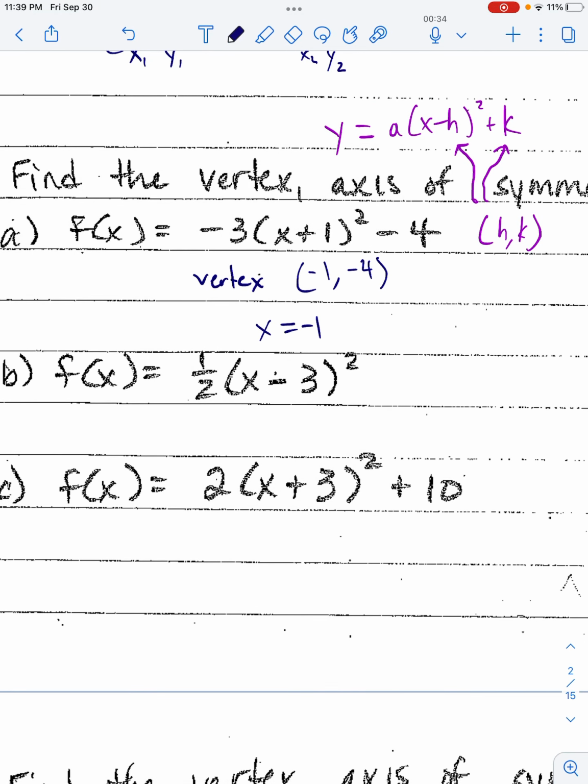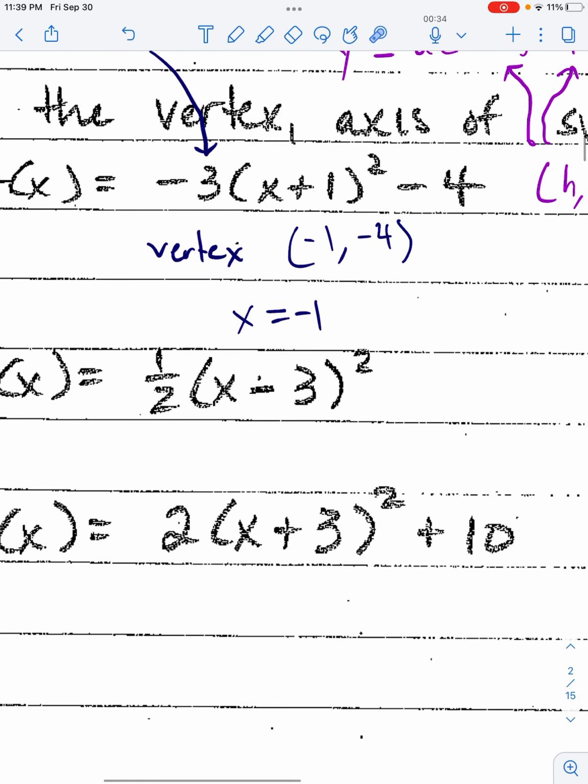So let me make note of that. If a is greater than 0, opens up. If a is less than 0, it opens down. Okay, so there you go. If a equals 0, this whole term is going to cancel, and then we're just going to have a constant function. So you actually can't have a quadratic equation whose a is equal to 0, because then you wouldn't have a quadratic anymore.